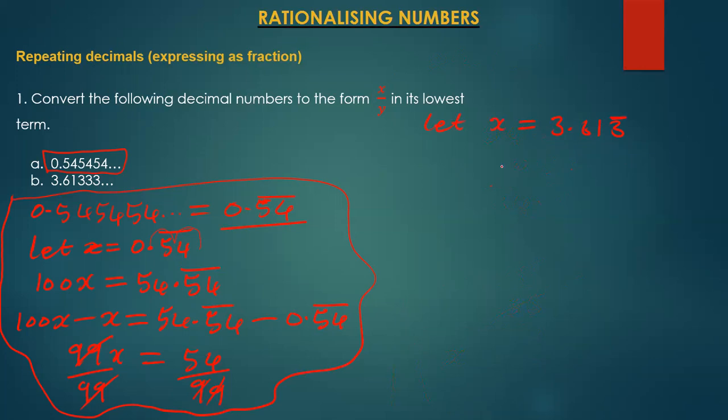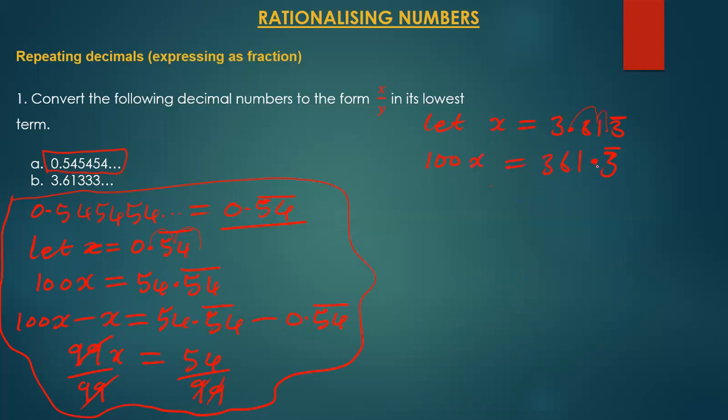So first step, remember what I said? I said we move the point closer to the repeating numbers. So we have to move this point to that position there. How many steps is it going to move? It's going to move 2 steps. So we multiply the whole equation by 100. So we have 100 times x, we're getting 100x. Then 100 times this, we're getting 361.3 bar.